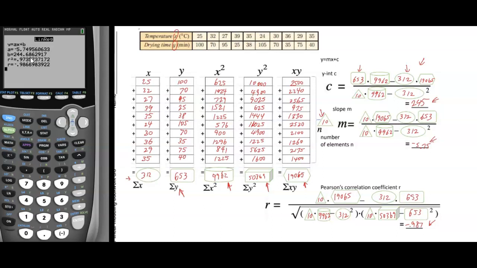Okay. So that was task 7A. 7B, which is the next video, I'm going to show you how to do this in Google Sheets, which helps when you have more data than just 10 points, right?